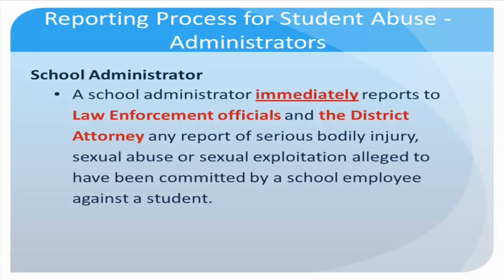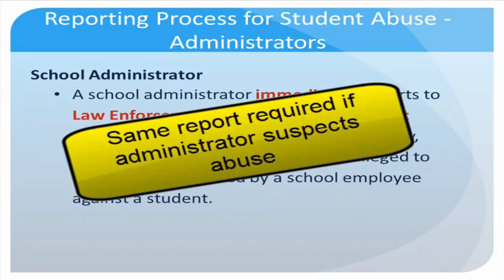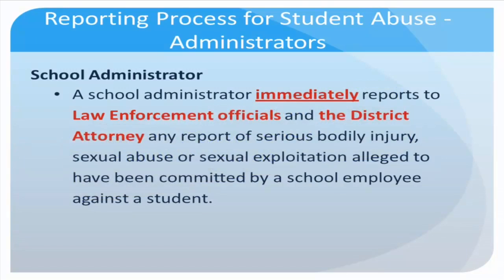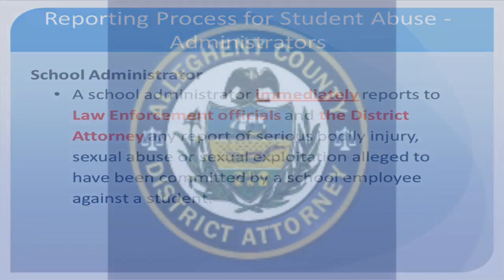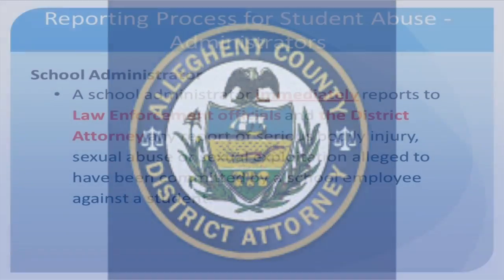An administrator, upon being notified of suspected abuse, shall report immediately to law enforcement officials and the appropriate district attorney the suspected abuse or injury alleged to have been committed by a school employee against a student. The same reporting is required if the administrator suspects the injury or abuse. When a school employee notifies an administrator that he or she suspects that a student is the victim of serious bodily injury, sexual abuse, or sexual exploitation, the administrator may not make an independent evaluation or investigation to decide whether or not to make a report to law enforcement officials and the appropriate district attorney.